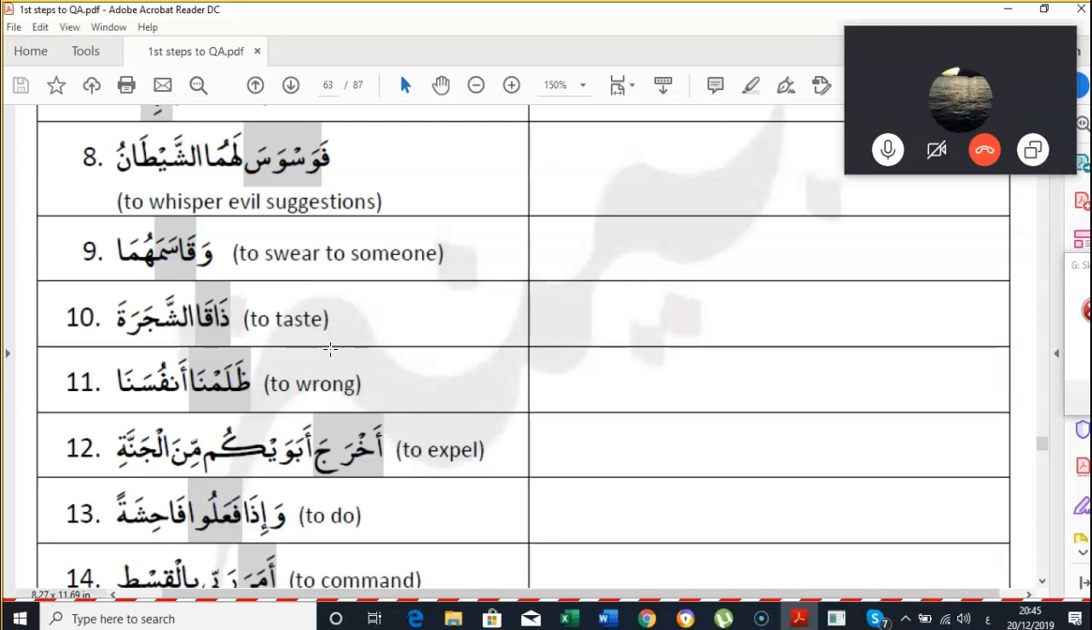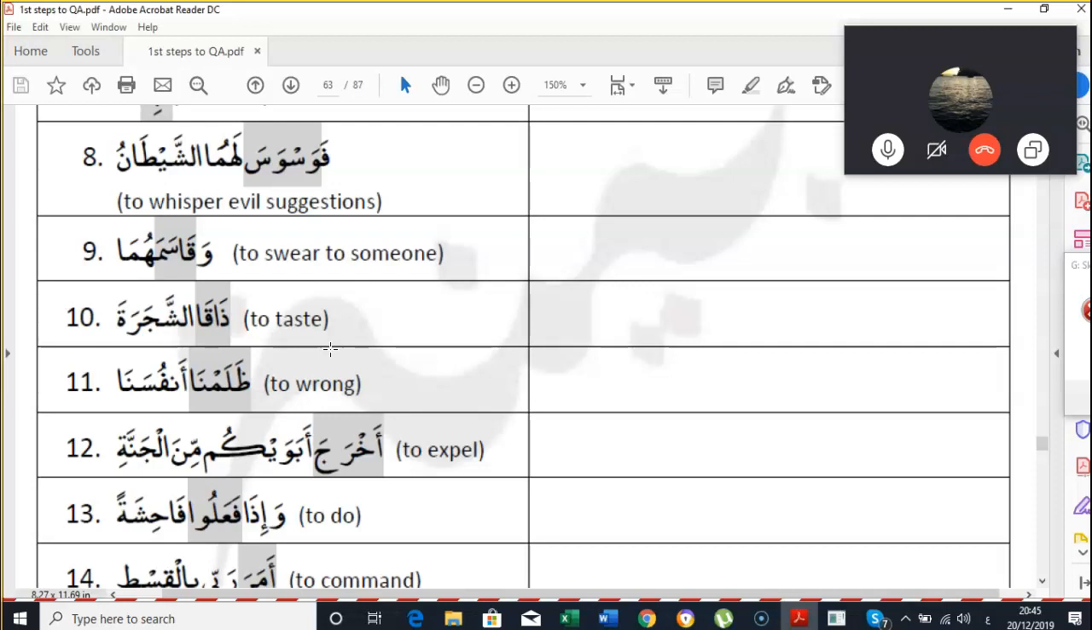ذاق الشجرة. We're ignoring number 10. Let's just do it, because you should be able to do it. Okay, شجرة means tree. ذاق: who tasted? No, it's not fatha. It's ذاق, the alif is there as well. Both of them. هو نصر هما نصرا. هو ذاق هما ذاقا. هم ذاقوا هي ذاقت هما ذاقتا.